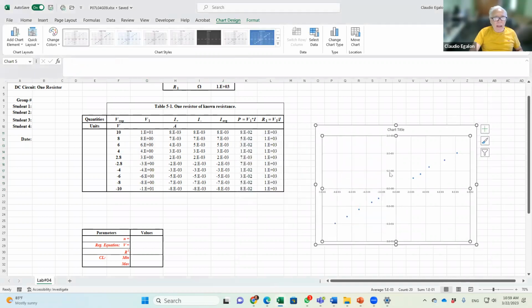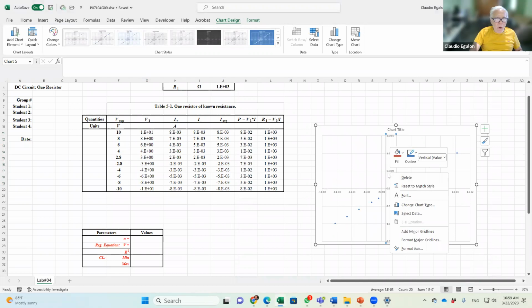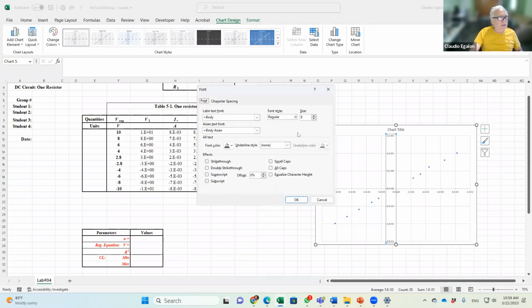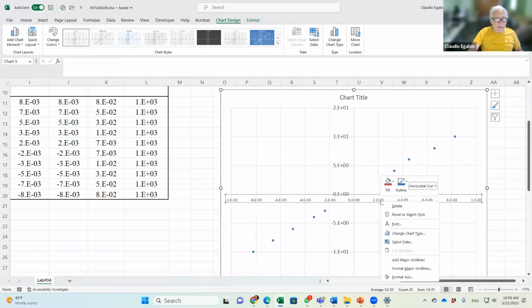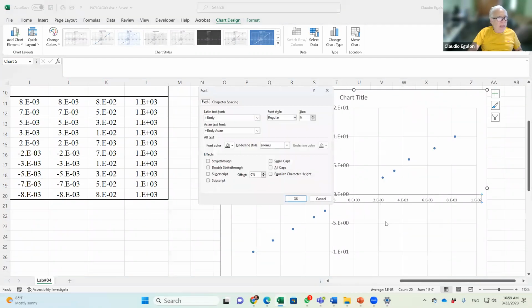Okay. Those numbers are so small, right? Make sure you adjust the font size. 9 size is too small for me. So make it 12 at least. Even 12 is small. I'm gonna get this one here. Font size 12.